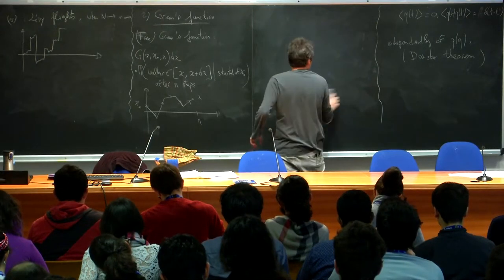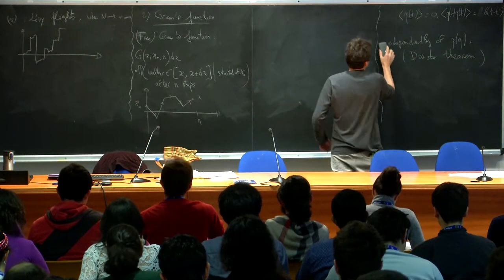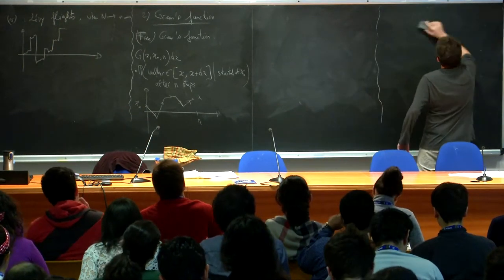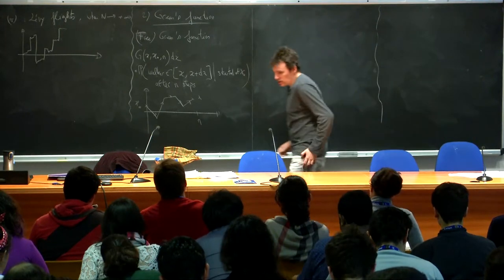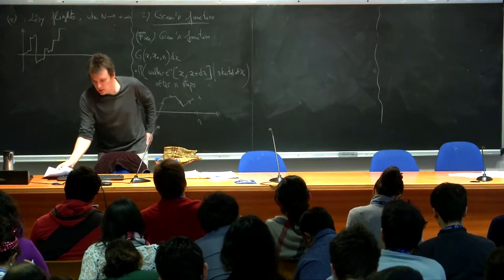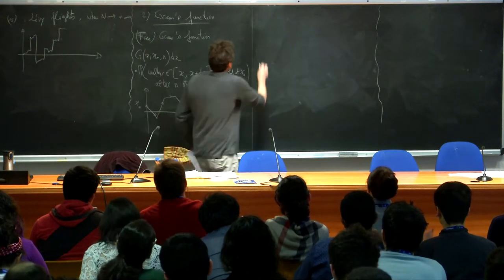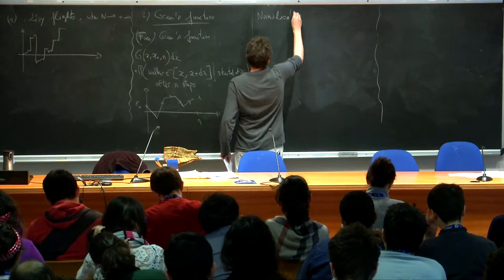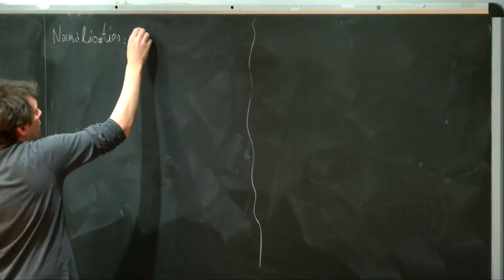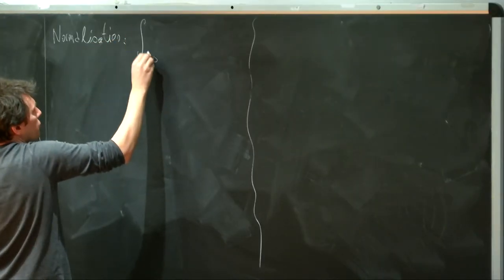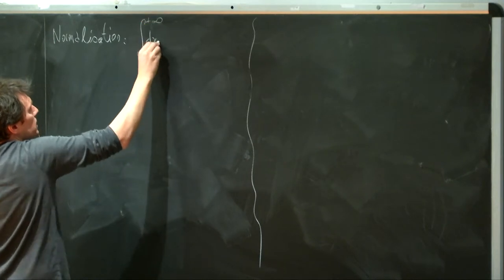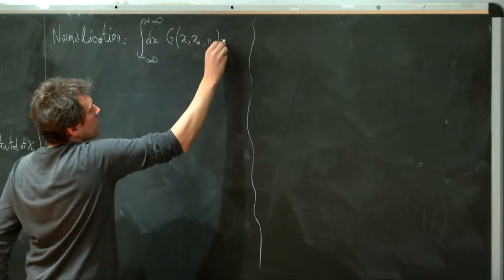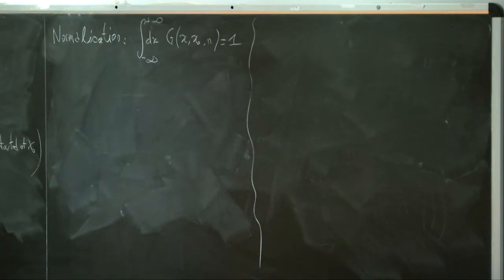That's always a good rule. When you are facing some probability, ask yourself, how is it normalized, and why is it well normalized? Okay, so by definition here, the normalization is such that the integral from minus infinity to plus infinity dx of J(x, x0, n) is equal to 1 for all n and all x0.